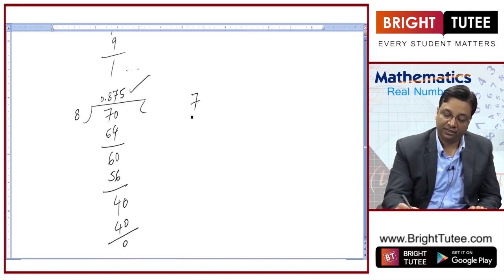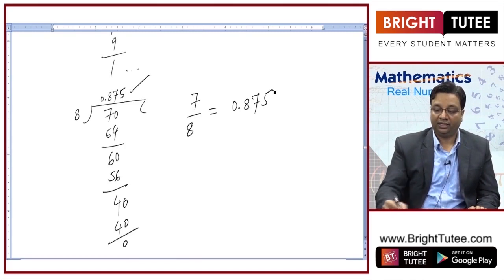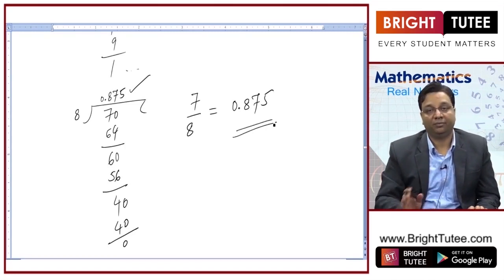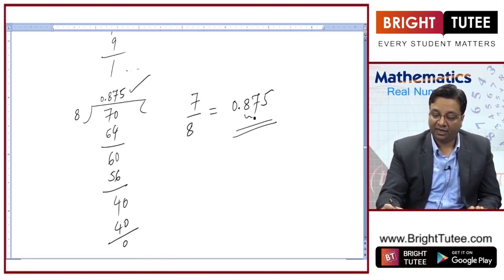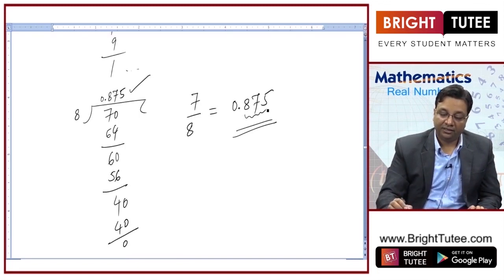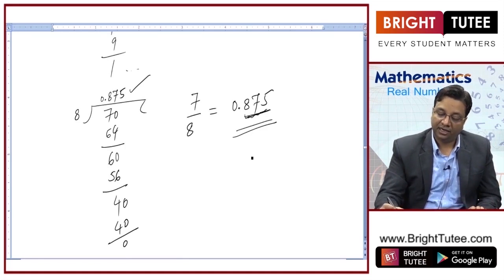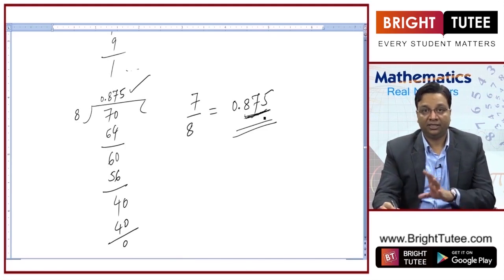So 7 divided by 8 can be written as 0.875. This is a terminating type of decimal expansion. It doesn't involve any bar. It terminated after 3 digits, right? And you will notice that the number will terminate after a certain block of numbers. In this case it terminated after 3 digits.